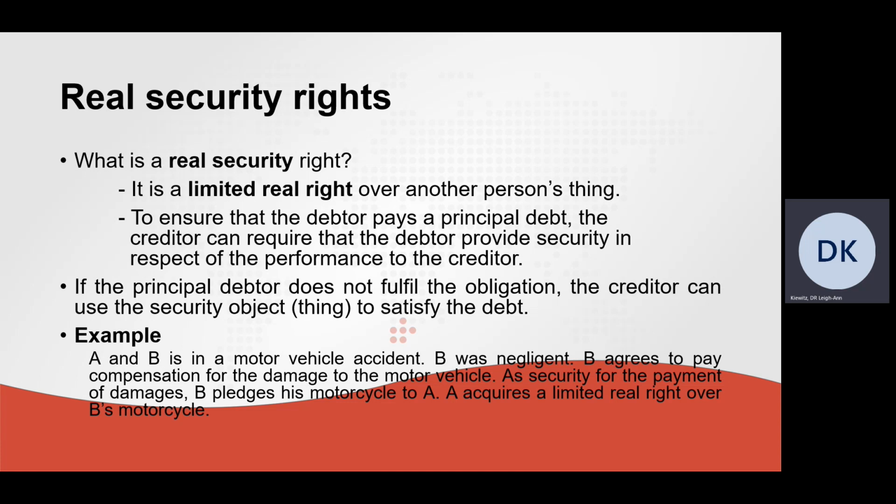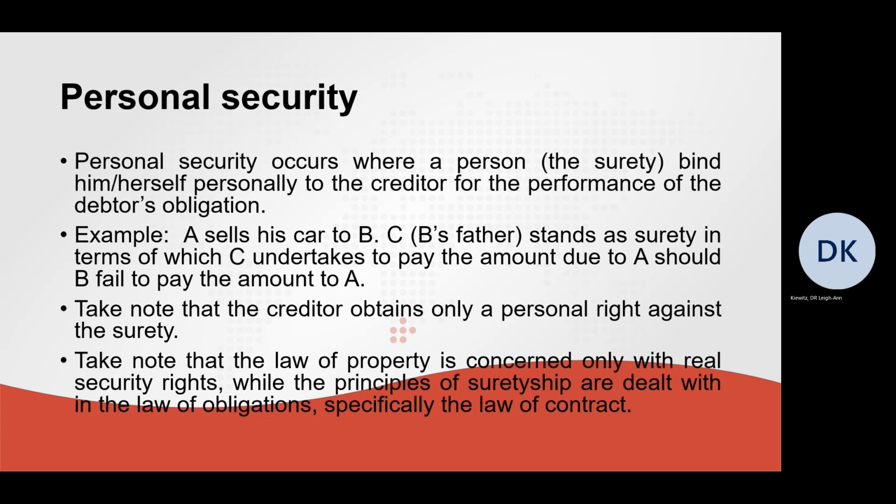For example, A and B are in a motor vehicle accident. B was negligent. B agrees to pay compensation for the damage to the motor vehicle. As security for the payment of damages, B pledges his motorcycle to A. A acquires a limited real right over B's motorcycle. Personal security rights are not limited real rights.